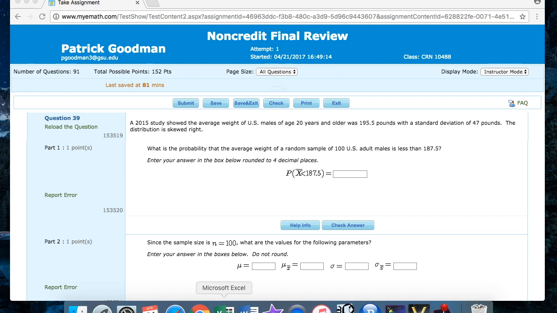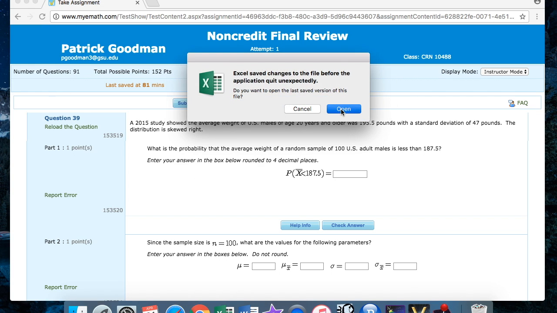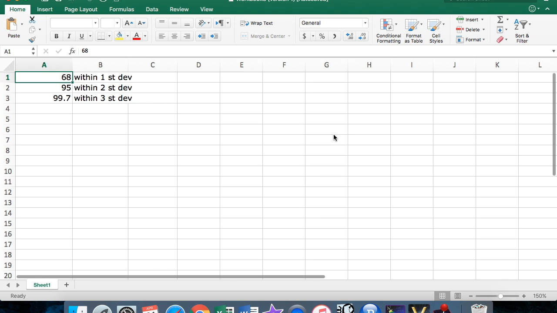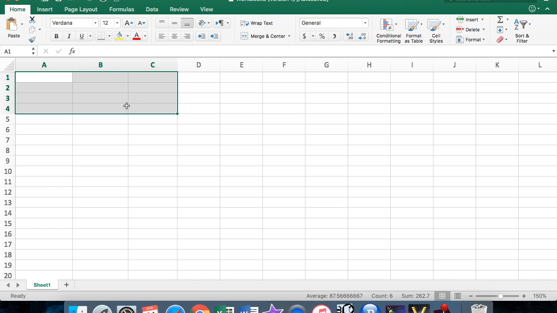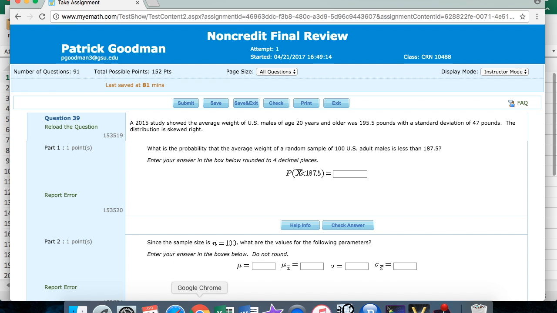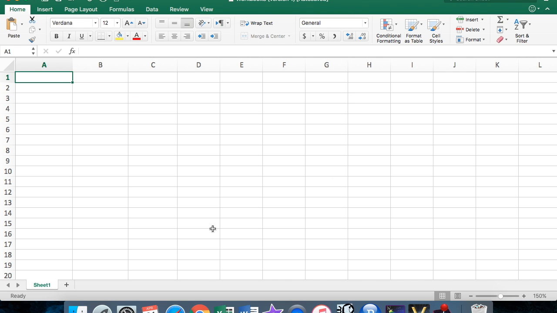So look at this. Right away, we have the central limit theorem, right? Here we want to find the probability that x bar is less than 187.5. With our population standard deviation of 47, but look, we have a sample of 100 people. So throw in all of your data here.